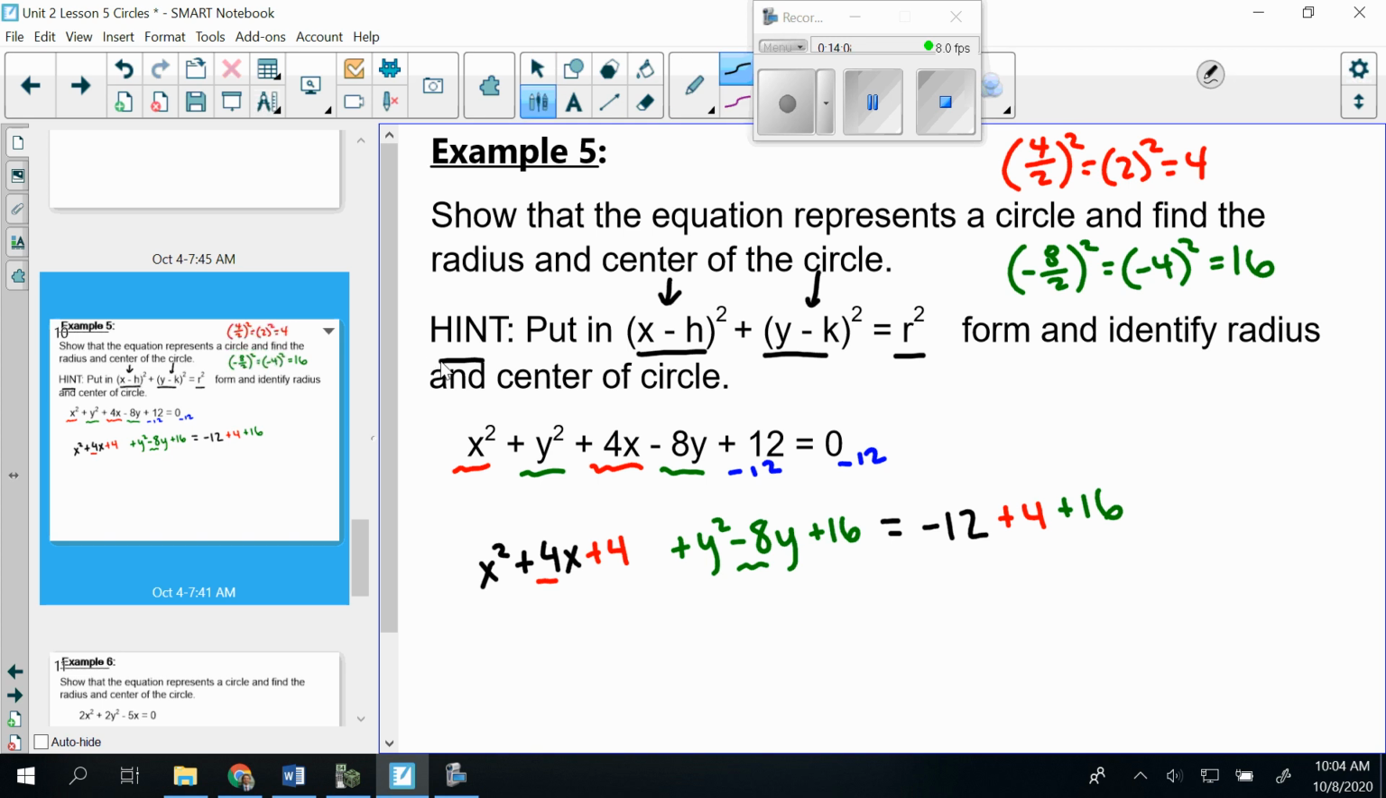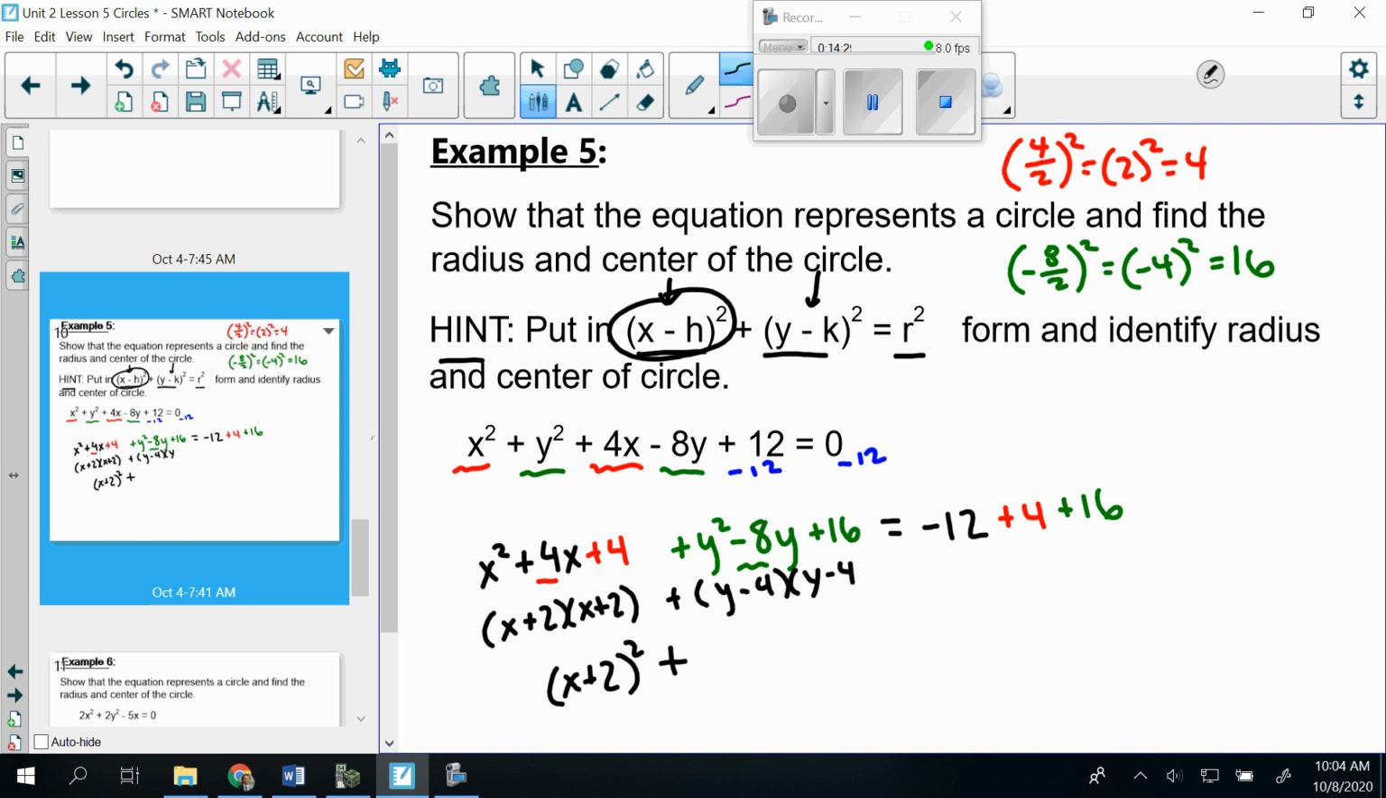So like this first one factors to x plus 2 times x plus 2, or another way of writing that is x plus 2 squared. That's now starting to look like what we want up here. Let's do the same thing on the next one. This would factor into y minus 4 times y minus 4, and another way to write that is y minus 4 squared. On the right side now, combine all those terms together. And if we do that, we get 8.